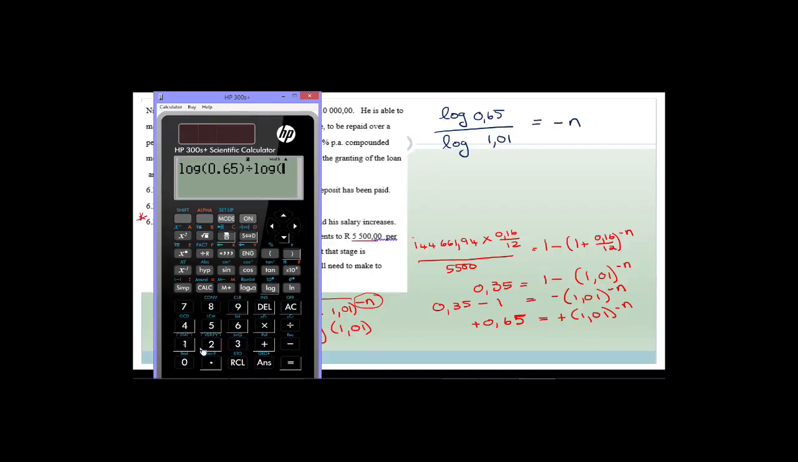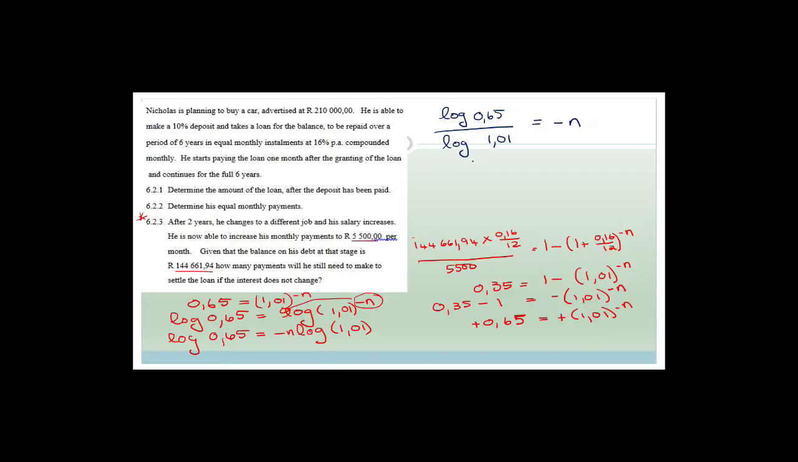Log of 0,65 divided by log of 1.01 close bracket equals, and that's minus 43.29. So that's minus 43,29. And then obviously that is equal to negative n.